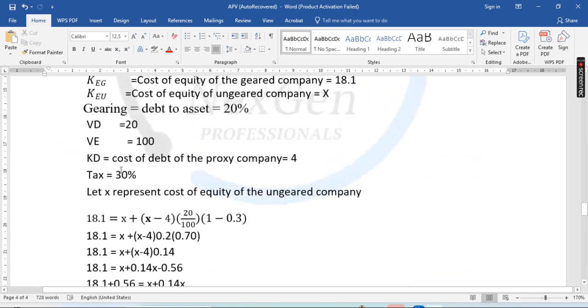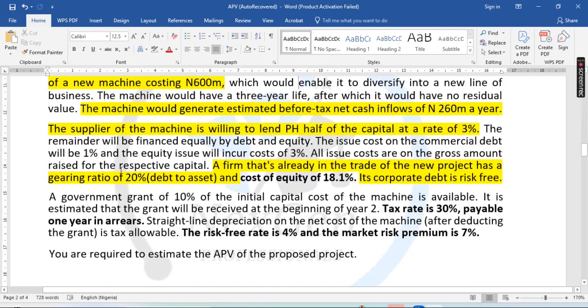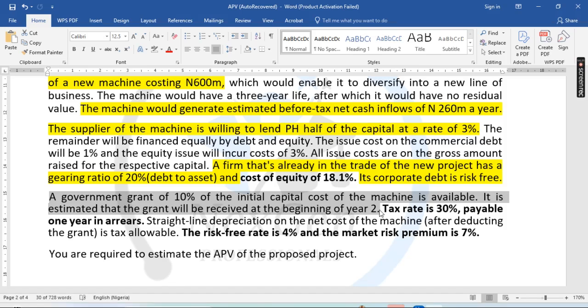Now, let me quickly go back to that part, because you need to understand. A grant, when they want to give you a grant, it becomes an inflow to you. And this grant will be received at the beginning of year 2, right? Those APV years that you are doing, year 1, year 2, year 3, are usually at the end. Now, this is at the beginning of year 2. So before you receive the grant, it would have been at the end of year 1, so that you will receive it in year 2. That is what it means.